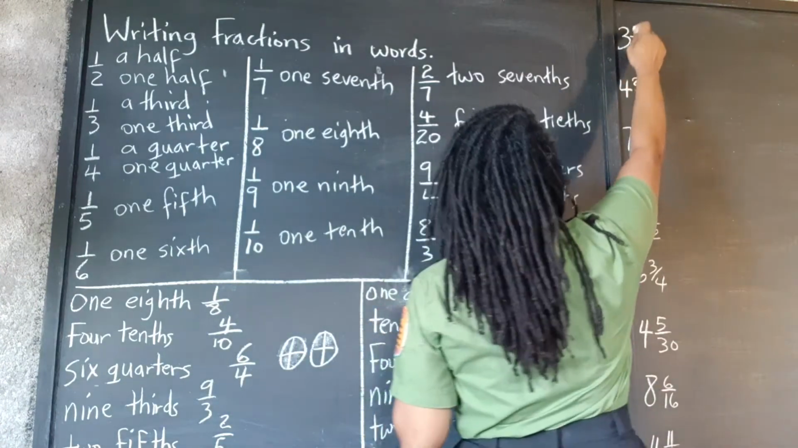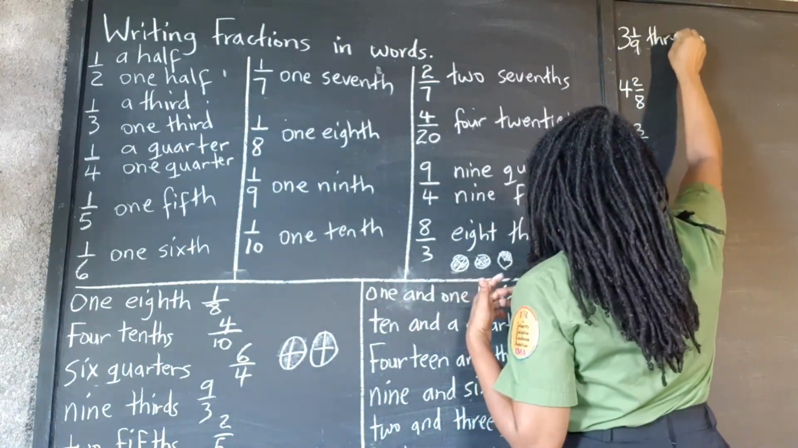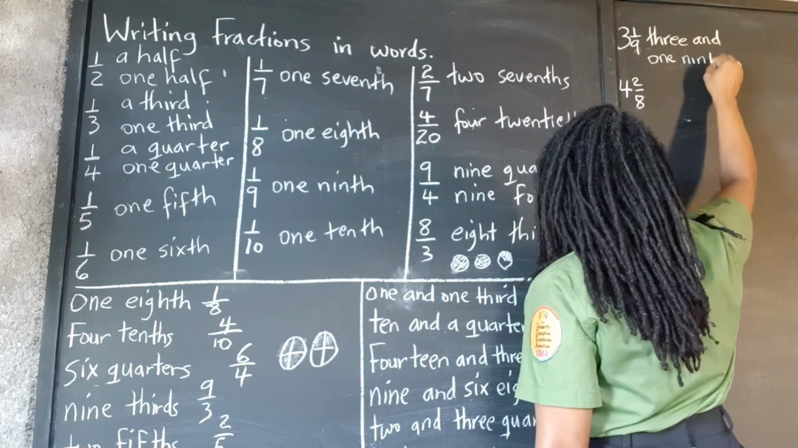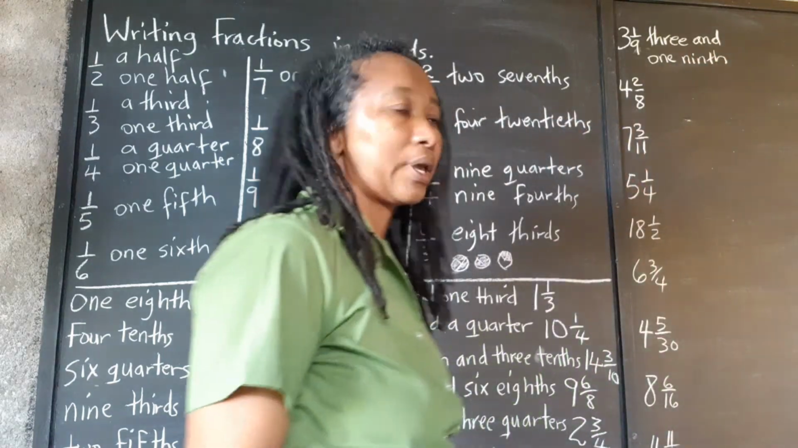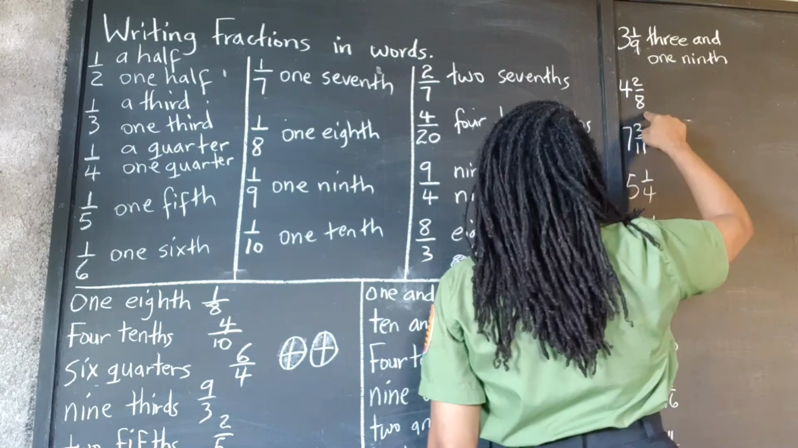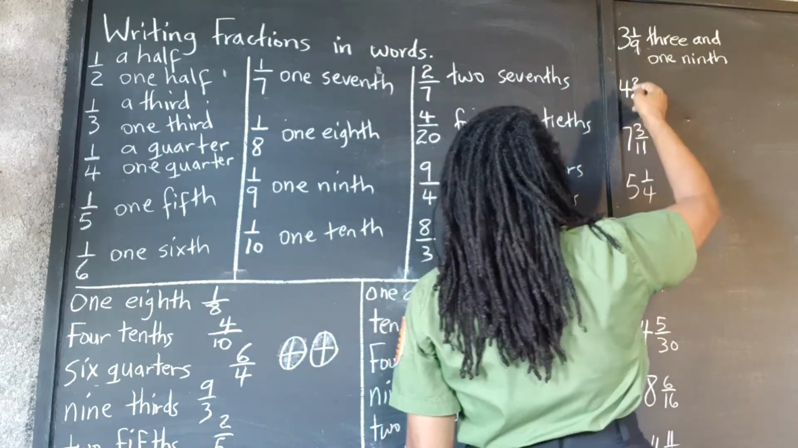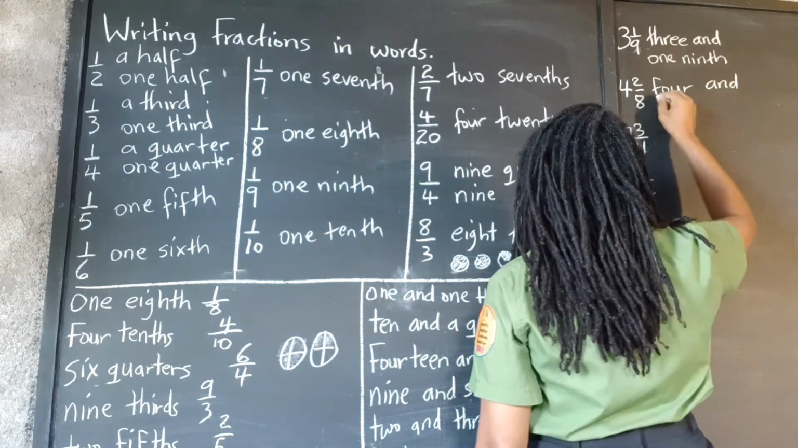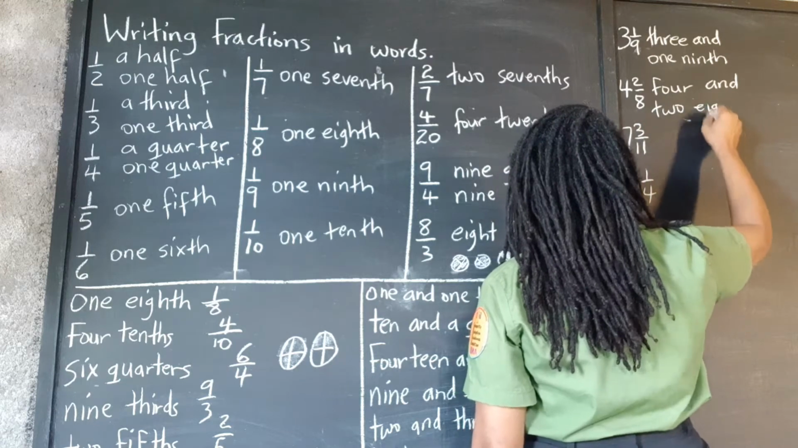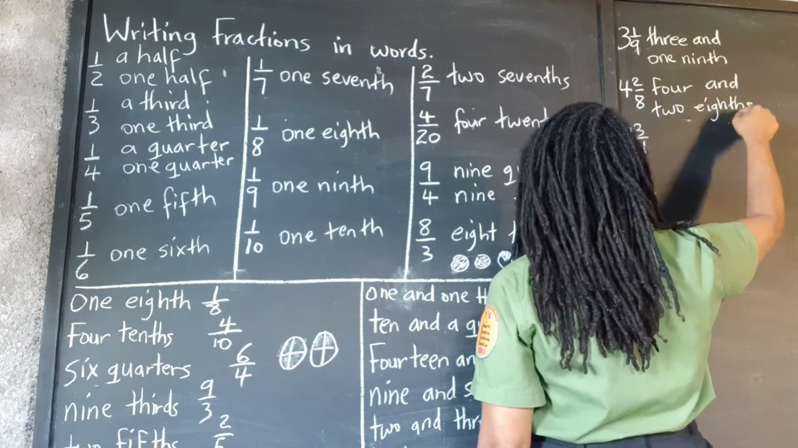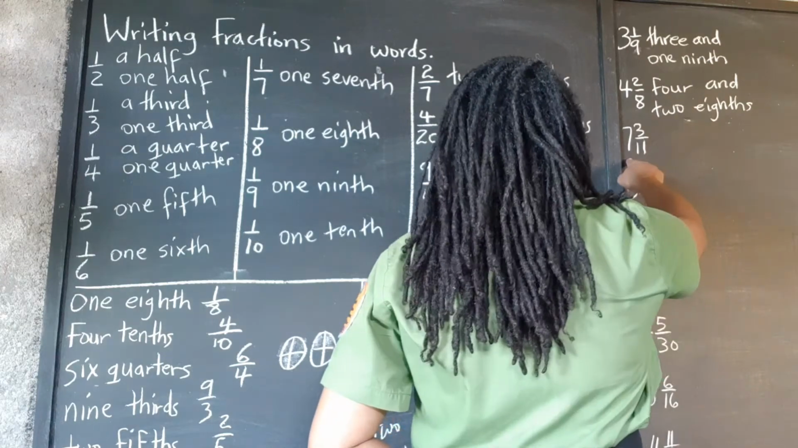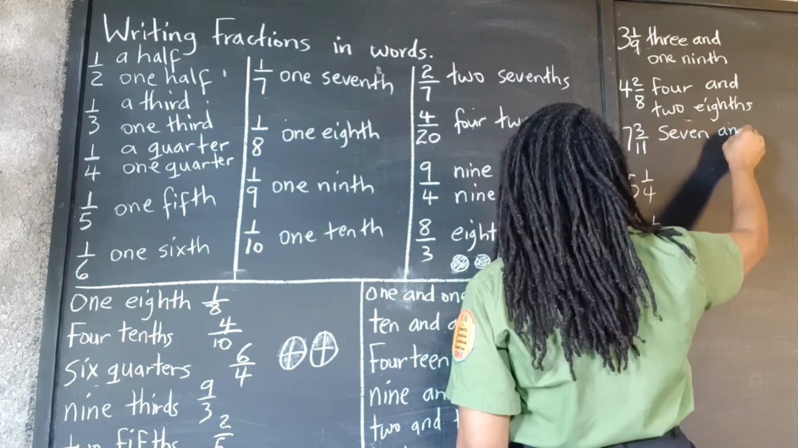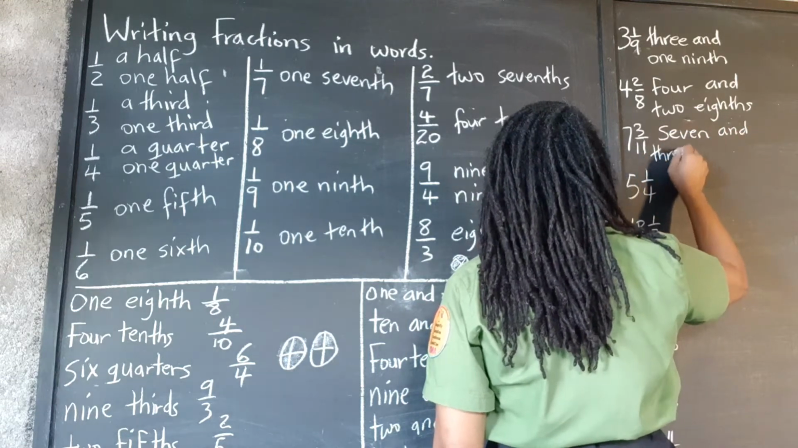So that's 3 and 1/9. 3 and 1/9. Okay. 4 and 2/8. Remember, the numerator is plural, we're going to put eighths. So 4 and 2/8, eighths, with an s. 7 and 3/11. 7 and 3/11.